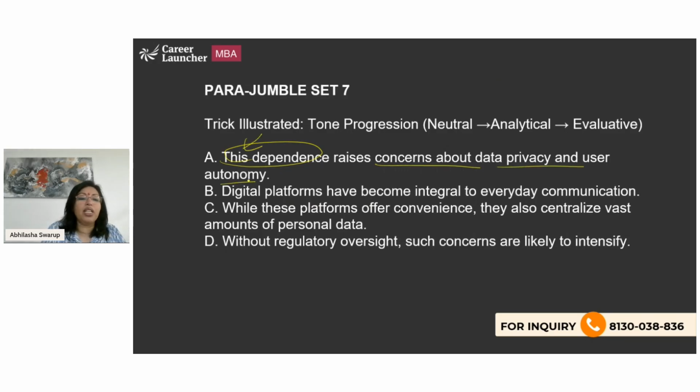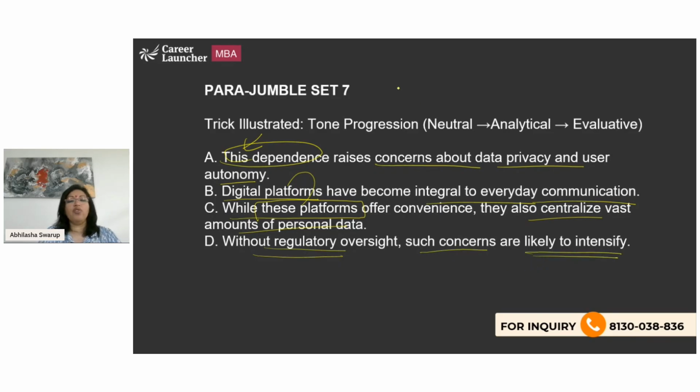What is this dependence talking about? Digital platforms have become integral to everyday communication. While the digital platforms offer convenience, they also centralize vast amounts of personal data. Without regulatory oversight, such concerns are likely to intensify.